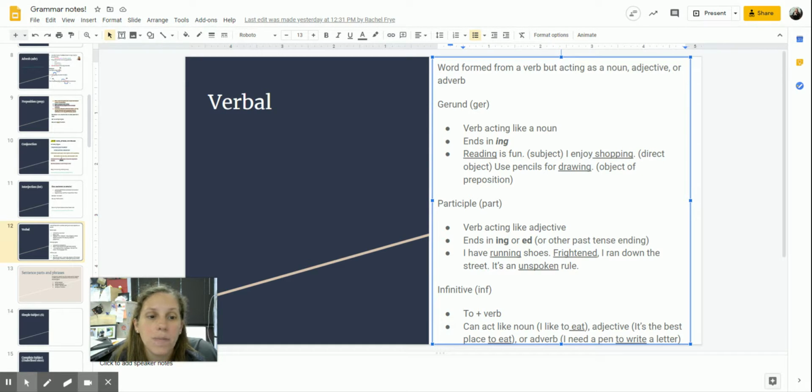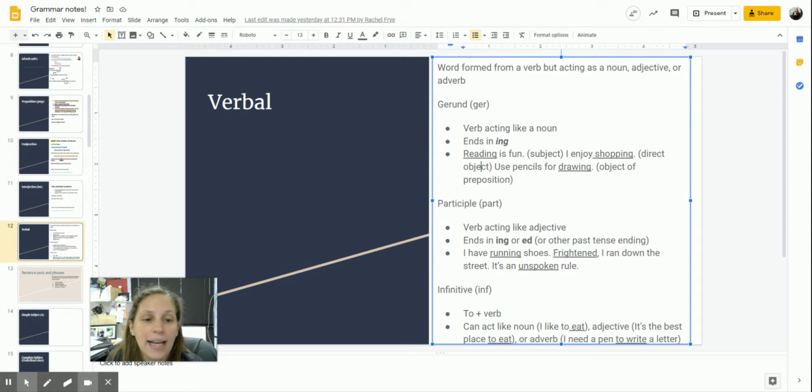Okay, I use pencils for drawing. For is a preposition. So we know that drawing has to be the object of the preposition. So remember when we were looking for prepositions and then finding their object, that's what's happening right here. So these should be easy, right? You just have to decide if it's a subject or an object. Is it the main part of the sentence, or is it being acted on by the main part of the sentence?